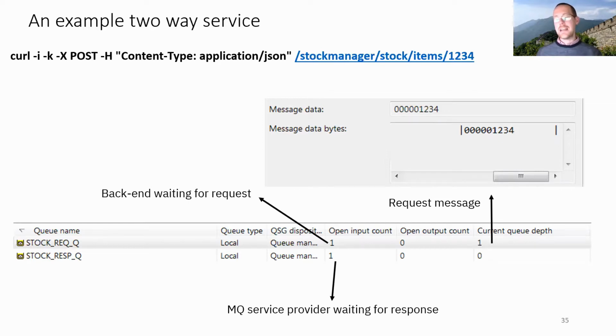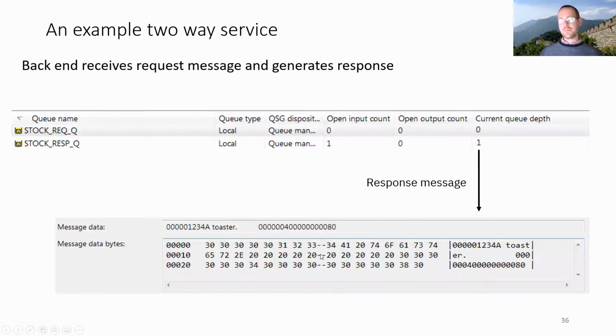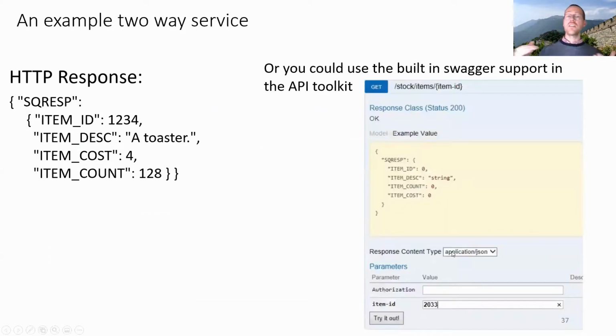My existing backend application gets that, generates a response, and sticks it on the reply queue. z/OS Connect and the MQ service provider are sitting there, and they take that response message back, which is COBOL, and you can see that on this picture here. It takes that COBOL, converts it to a JSON structure, and then sends it back as the HTTP response body.